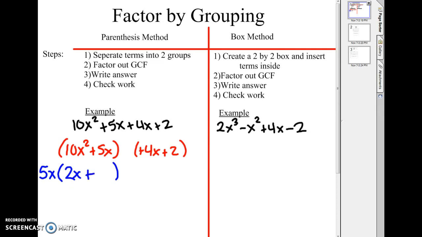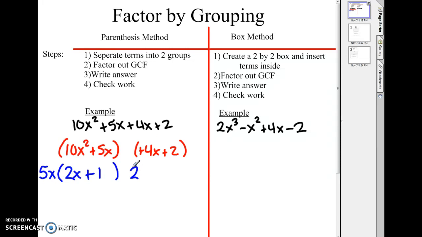Now the next one, plus 5 times 1 will be back to 5. And then x, it's already an x here, so I don't need another x. So there we go. We just factored out 5x from both of these. All right, now the next one. Same thing. I look for the GCF in this parentheses. The only thing they have in common is 2.